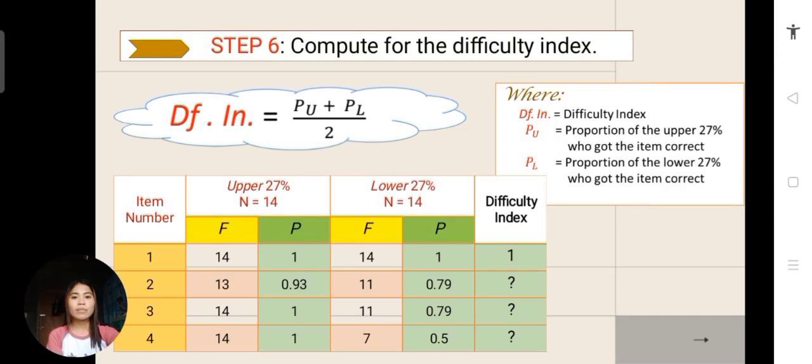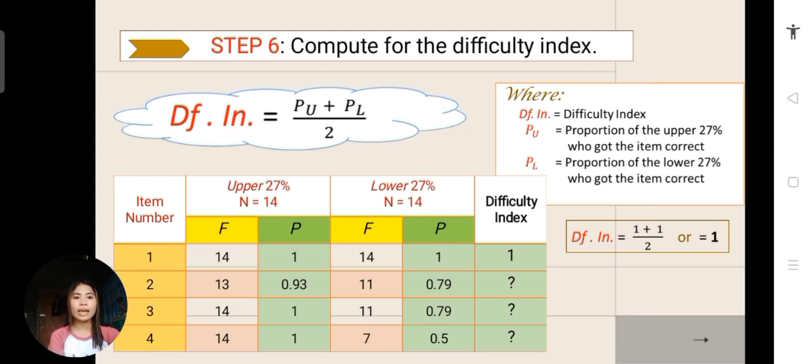So, in item 1, we have a proportion of 1 in the upper and lower 27% scorers. What we need to do is to substitute all the given proportion values to the given formula. So, the value of the proportion of the upper 27% is 1 and in the lower 27% is 1. Therefore, substituting those values, 1 plus 1 divided by 2 is equal to 1.